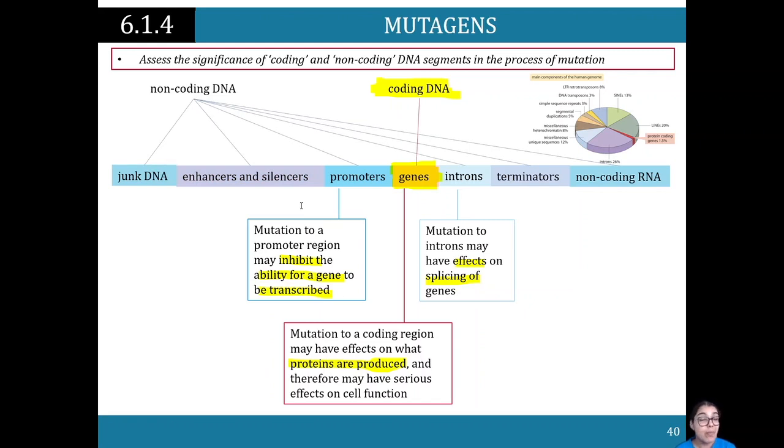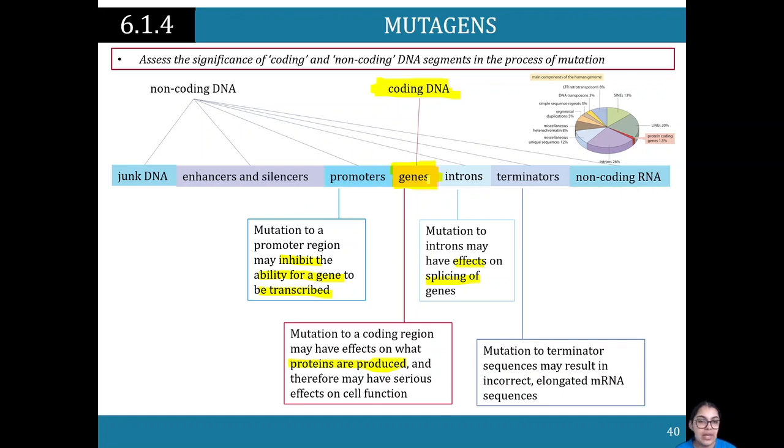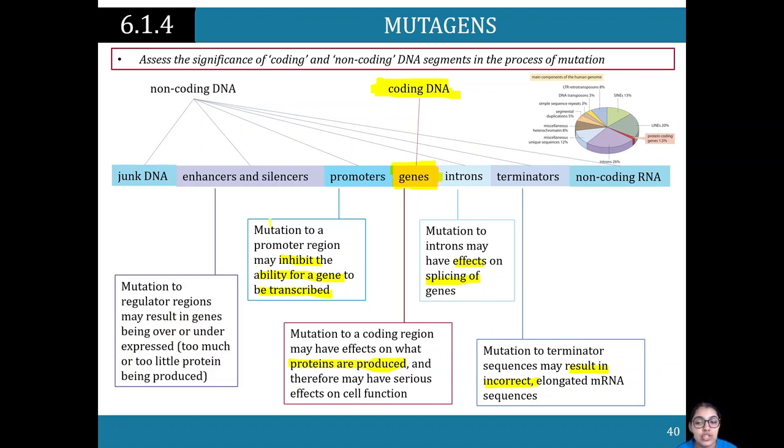So, we talked about promoters. Now again, terminators, same thing as promoters. A mutation to a terminator sequence can result in incorrect or elongated mRNA sequences because it doesn't know where to stop. Mutations to enhancers and silencers, so these are the regulator regions. They enhance certain genes and they silence certain genes when we don't need them. So if mutations occur in this region, it can lead to some genes being over or underexpressed, and that can lead to either too much protein being formed or too little protein being formed.